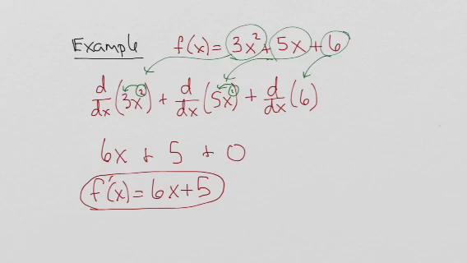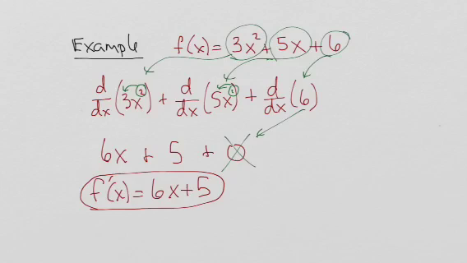And then last but not least, when we take the derivative of a constant term, we always get 0, which is not really necessary either, so we don't need that in our final answer. So the final answer is that f prime, or the derivative of f, is equal to 6x plus 5.